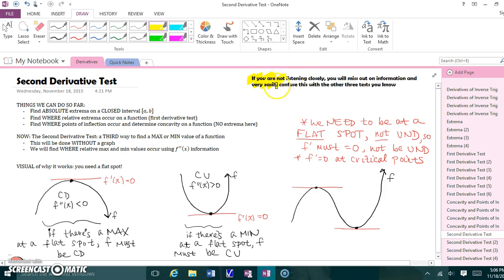So there's 4 tests you know so far. It's going to be very easy to confuse these, so it's very important that you're listening carefully here. Otherwise, you're going to miss out on some information. Let's do a quick recap of things we can do so far.